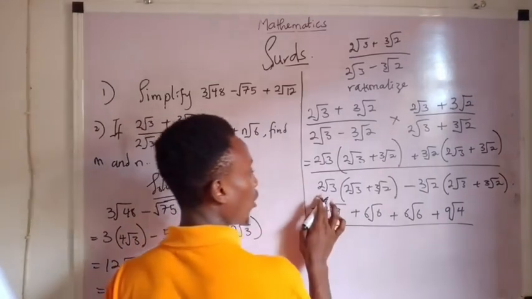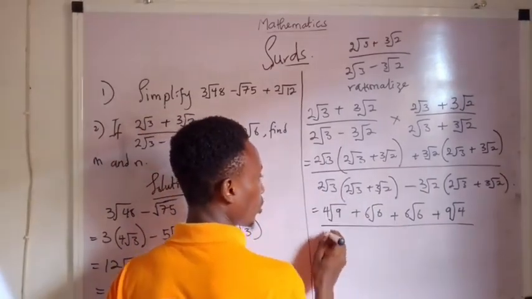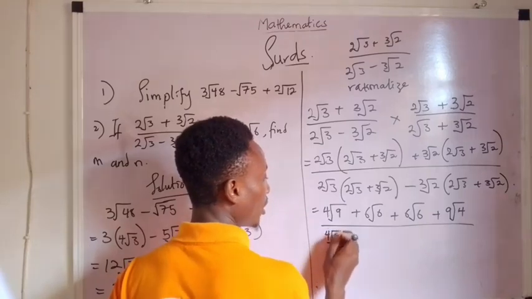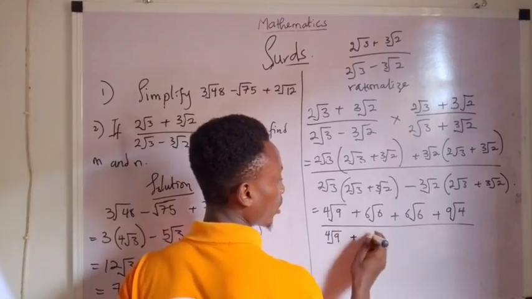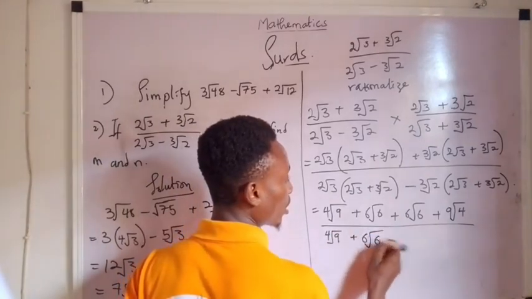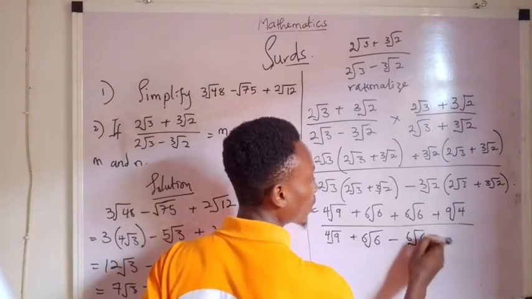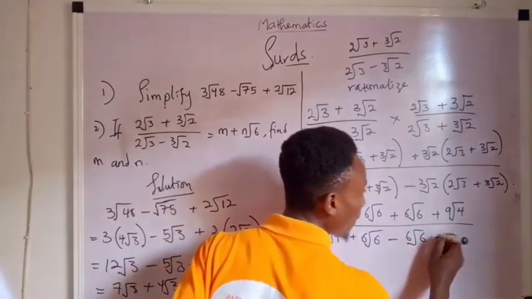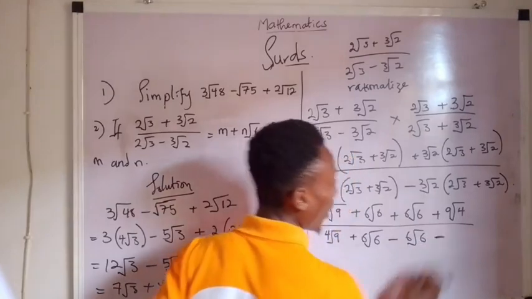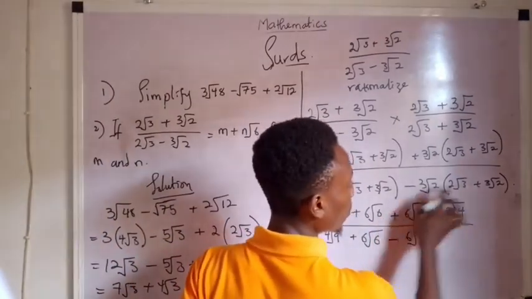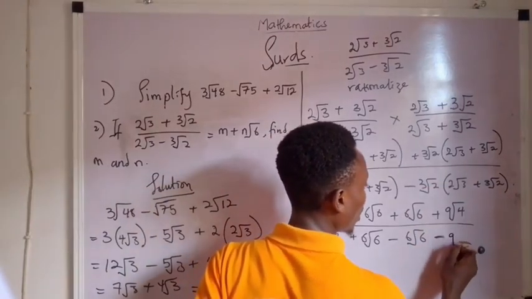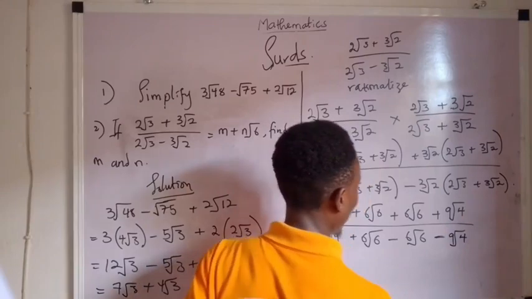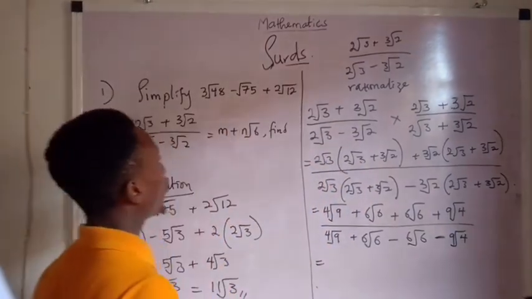Now, the denominator. This will give us 4 root 9 plus 6 root 6 minus 6 root 6, minus, because plus times minus is minus. 3 root 2 times 3 root 2 will still give us the same thing, 9 root 4. Now, don't forget the answer is in the form of m plus n root 6.